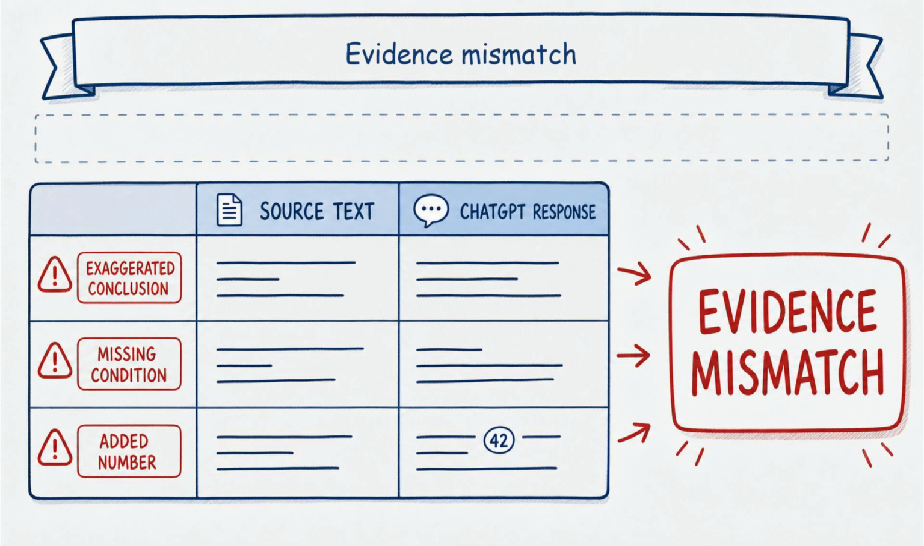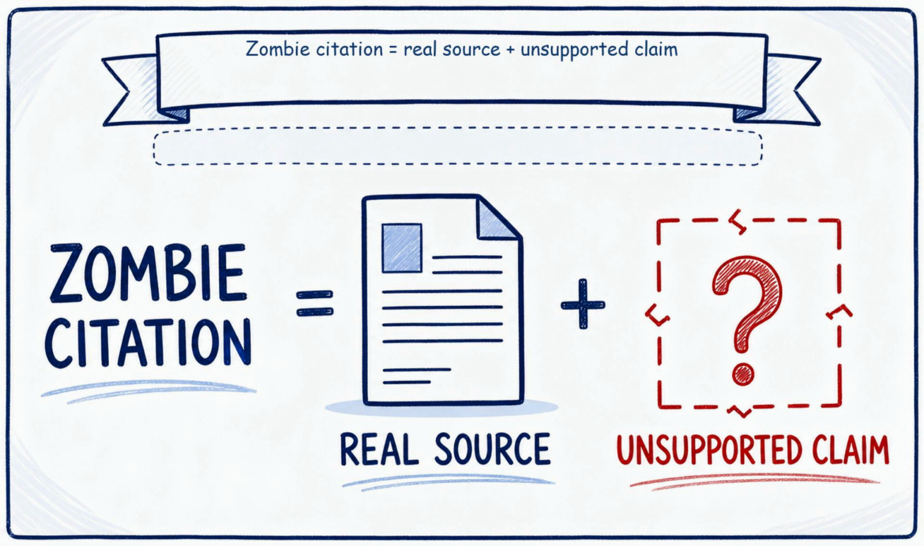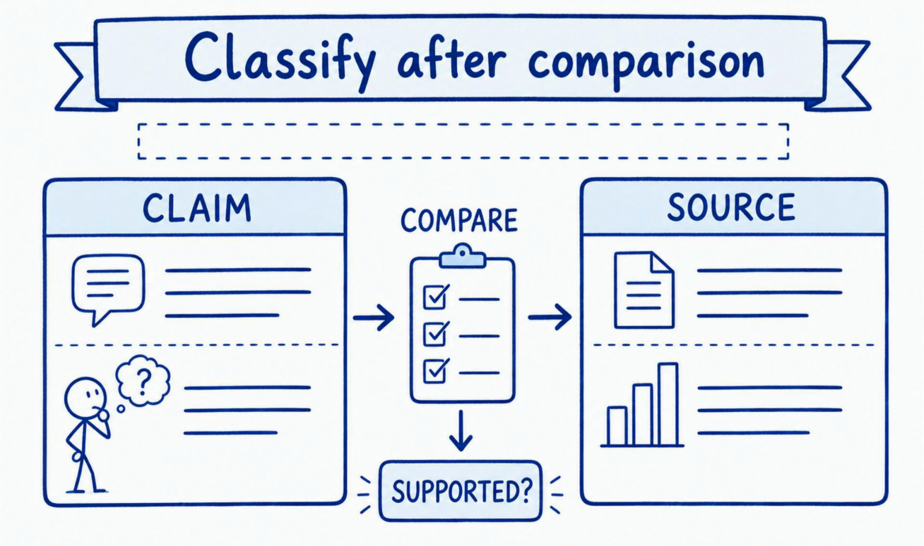There is one especially hidden problem. I call it a zombie citation. A zombie citation means the citation itself is real, and the article really exists, but it does not support the claim generated by AI. It looks like evidence, but in reality, it is just a decoration attached to the sentence.